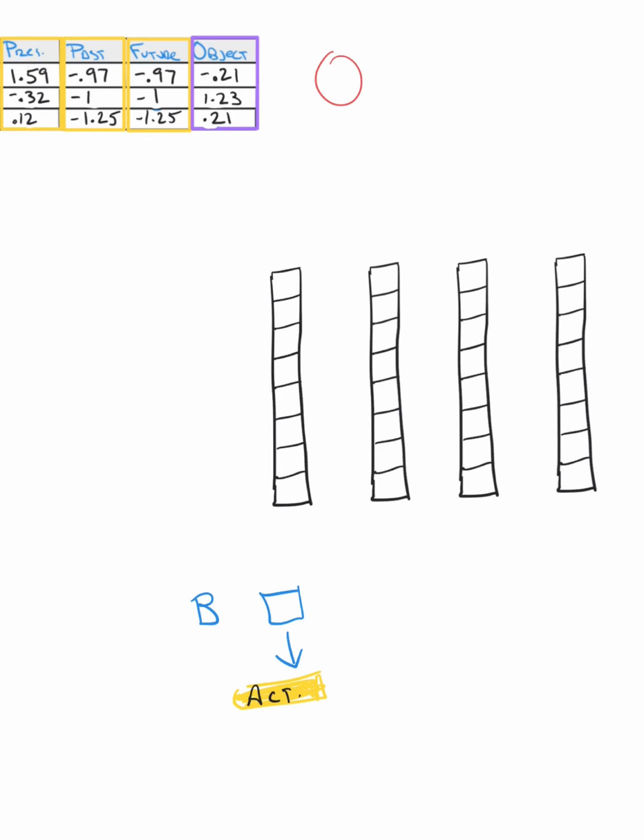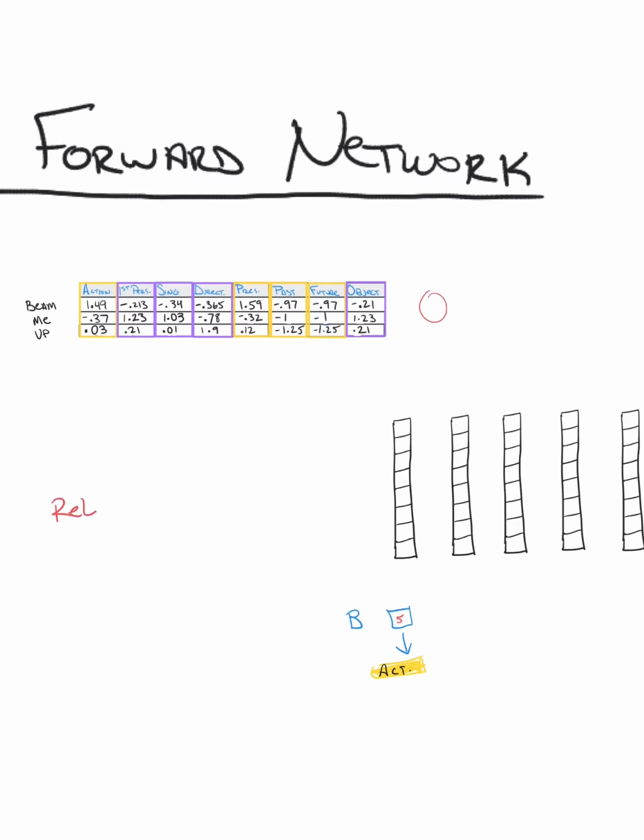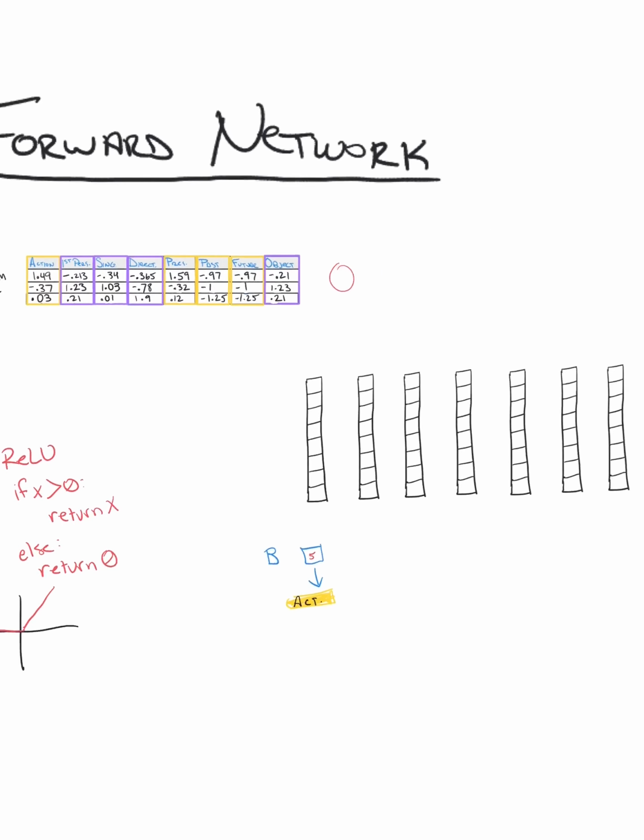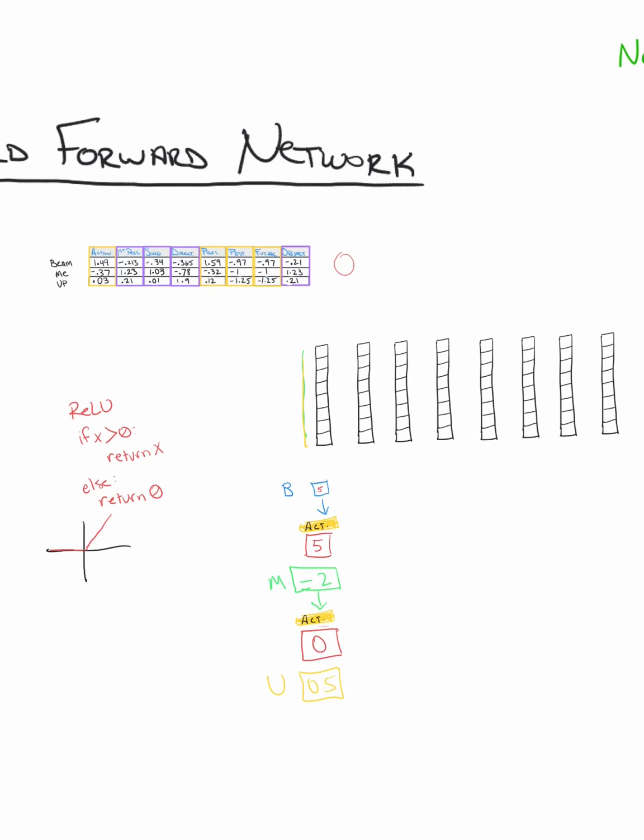So let's pretend the resulting scalar value of beam is 5. Remember that with ReLU, if x is greater than 0, return x, else, meaning if it's 0 or less than 0, return 0. This results in our graph looking like this. So when we put 5 through the ReLU function, the output is 5. Now we do the dot product of me and our weight vector. The answer is -2. And when we put -2 through our ReLU function, the output you get is 0. Finally, the dot product of up with the weight vector. Let's assume the output is 0.5. And the output of the ReLU function is 0.5.